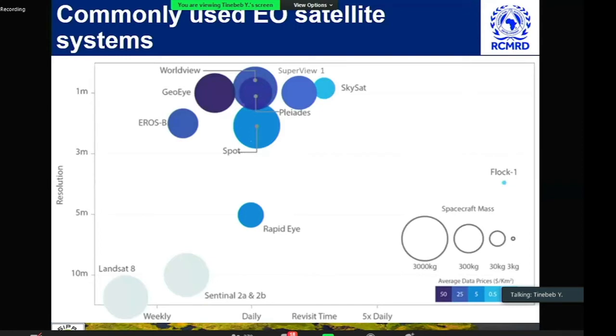For example, Landsat, which is freely accessible, has relatively lower resolution in terms of spatial resolution, at 10-meter resolution, and a relatively lower temporal resolution, on a weekly basis. From weekly, it goes to daily, and then some of them have gone to hourly. But if we look at the top left corner, we could see it has a very high spatial resolution and a medium temporal resolution from weekly to daily.